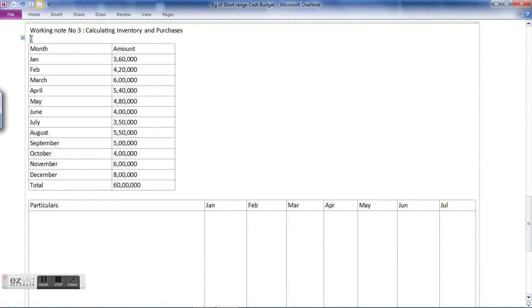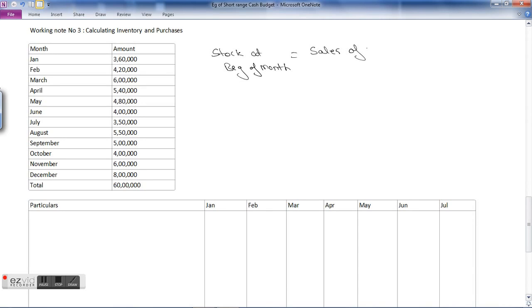Now in this working note number 3, what has been given is your stock. Okay, stock at the beginning of the month should be equal to sales of 3 months including current month. Okay, that is sale means cost. The sale not at a selling price, at a cost, that is 60% of selling price.